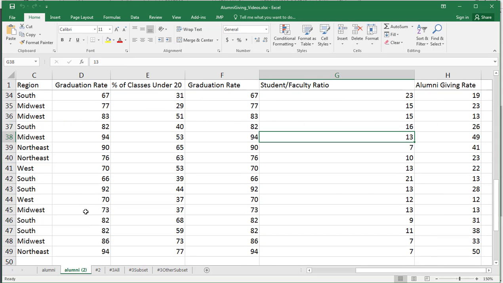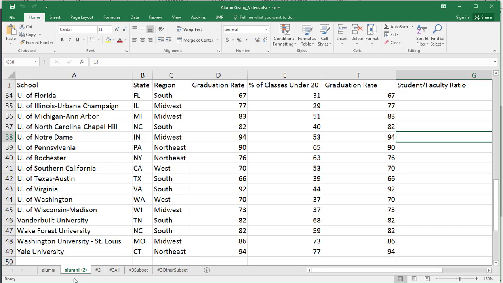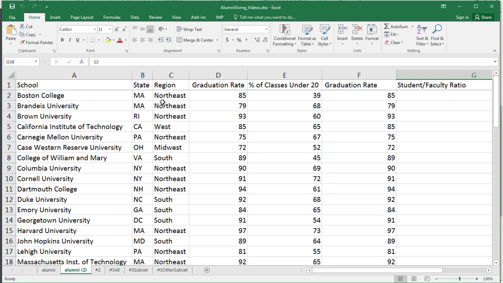And so now what we want to do is look at the region, which is in column C on this worksheet, Alumni 2. This is the one I rearranged, putting graduation rate and student-faculty ratio next to each other so we could run the regression. So we have the South, Midwest, West, and Northeast as the different regions.